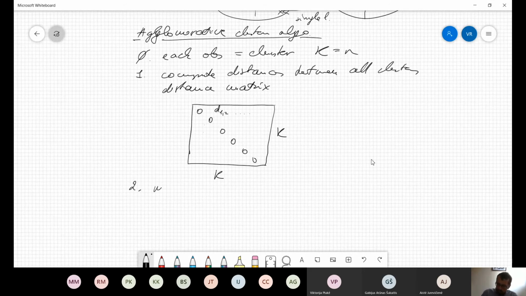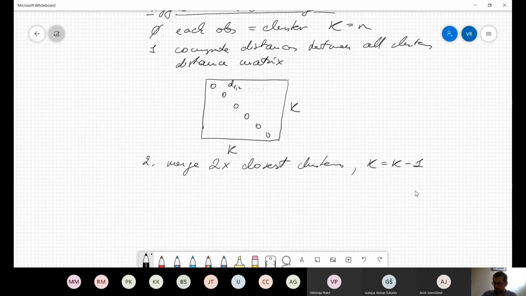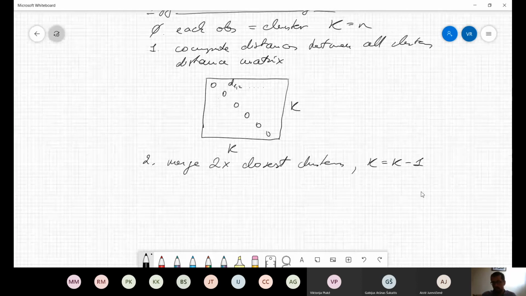So step number 2, merge two closest clusters, right? So k equals k minus 1, right? So we just merged, one disappears, and we have a common merged cluster between the two.